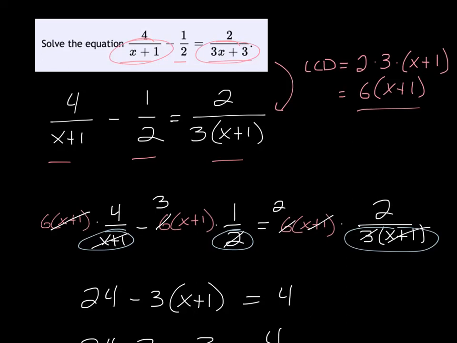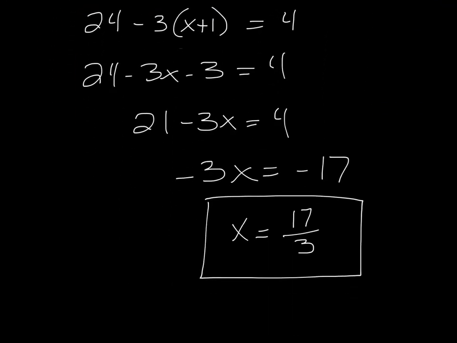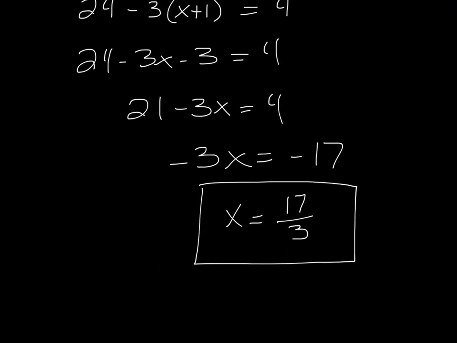In this case, the only excluded value is negative 1. Because negative 1 in both the denominators makes those denominators 0. So that checks out. We can't use negative 1, but we didn't get negative 1 as a solution. We got 17 thirds.